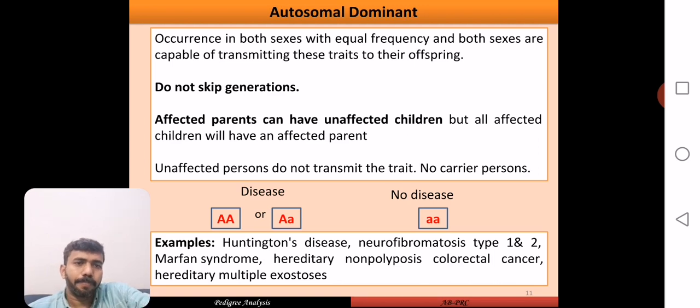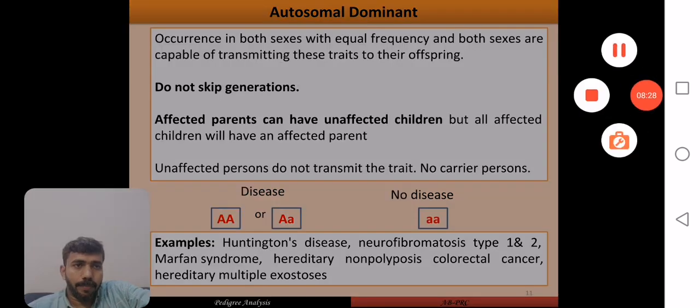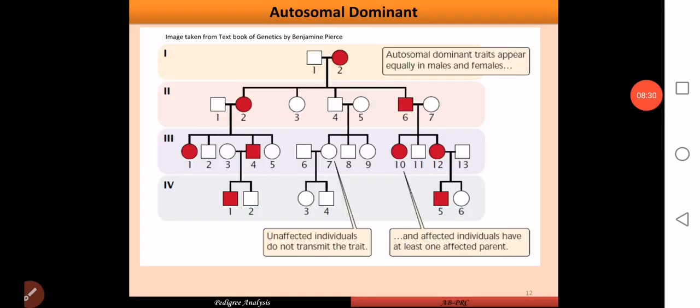Okay. So these are the features of autosomal dominant trait. They do not skip generations. That means the parents can have unaffected children, and this will be present irrespective of the sex. Here you can see how the autosomal dominant trait will appear.